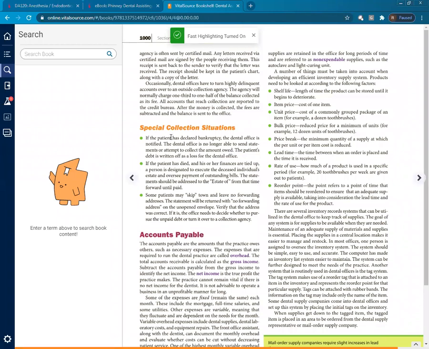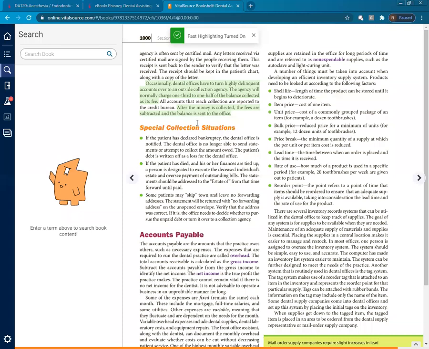There are certain times where we have to write off balances. Wait, before I say that, sometimes when we send it over to a collection agency, the agency will normally charge 1/3 to 1/2 of the balance that's collected. So that's their collection fee. After the money's collected, the fees are subtracted and the balance is sent to the office.